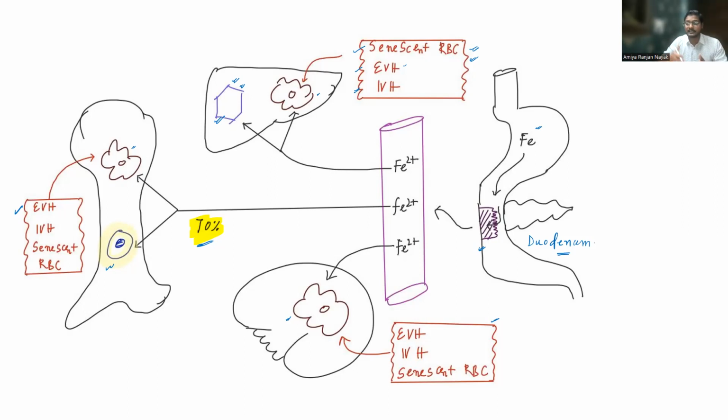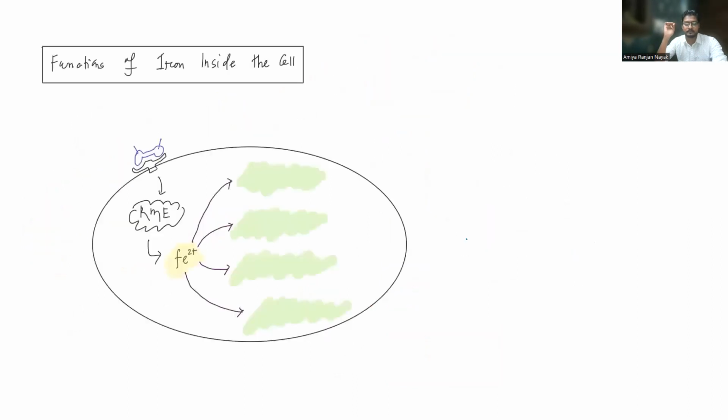So let's start with what is happening at the level of the duodenum. First, we'll discuss how the iron is getting absorbed in the duodenum. Then we'll discuss what is happening in the macrophages, and also what is happening in the erythroblasts, and then what is happening in the hepatocytes. So these are the four things we are going to discuss: duodenal absorption, the macrophages, the developing erythroblasts, and the hepatocytes.